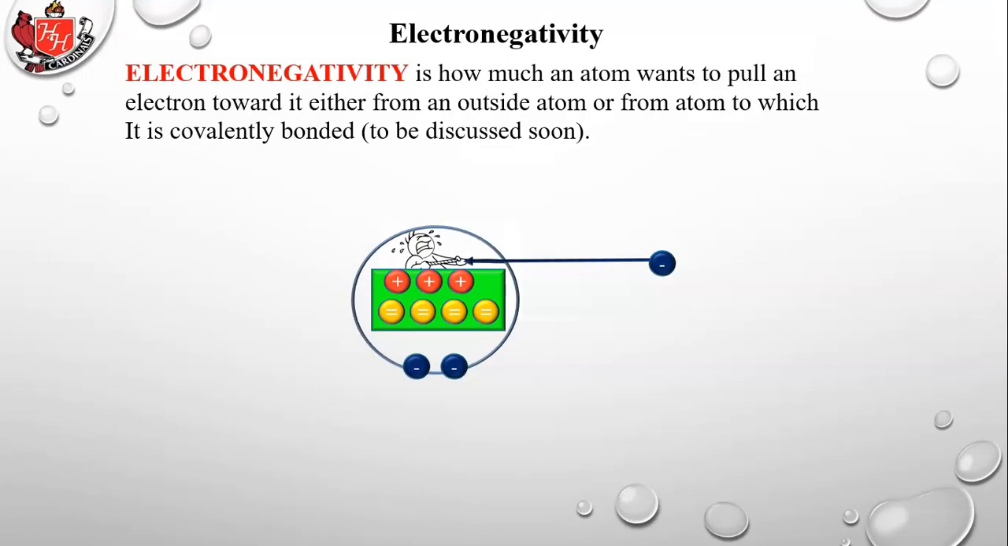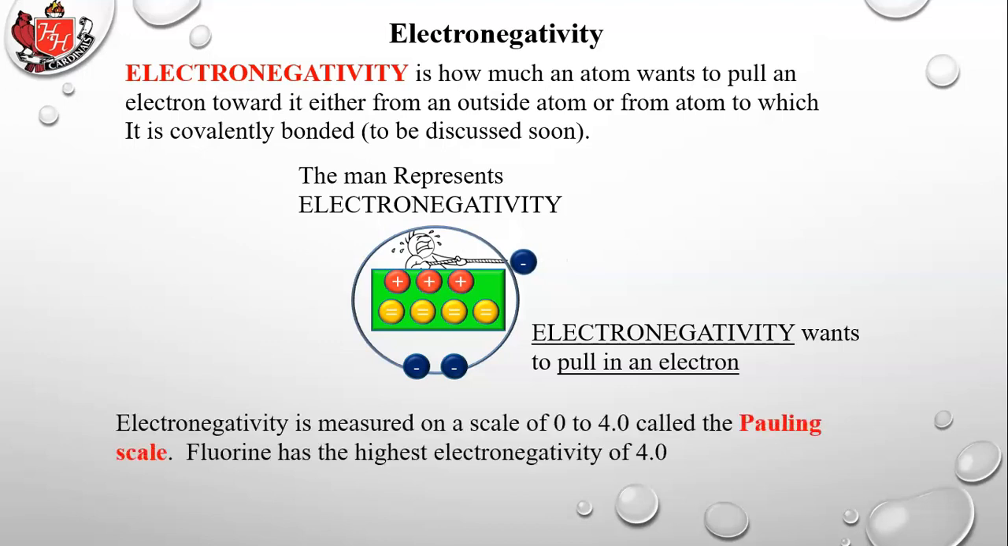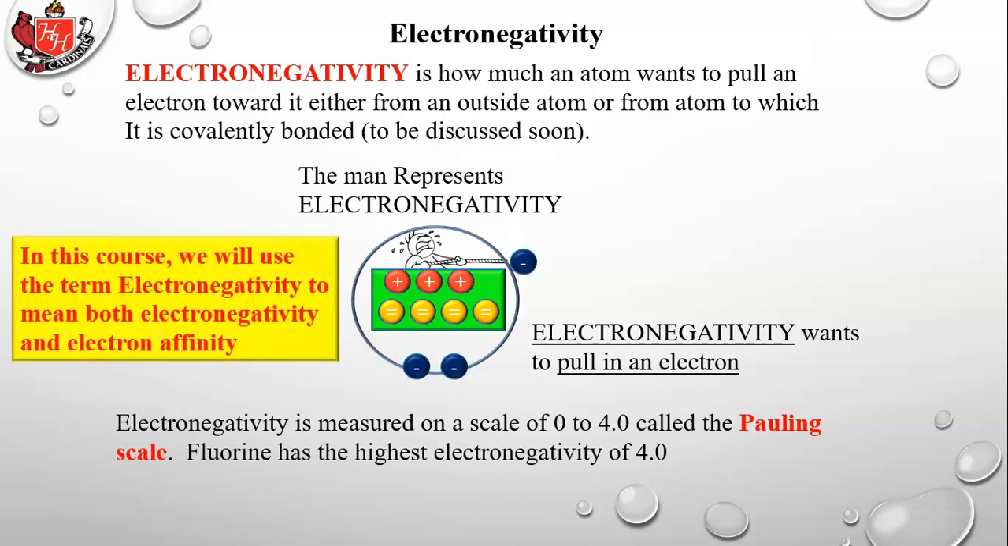So electronegativity is how much an atom wants to pull an electron toward it, either from an outside atom or from an atom to which it is covalently bonded. So we're going to use electronegativity for both of those situations. So the man represents electronegativity. Electronegativity wants to pull in an electron. There goes the electron into the atom. So electronegativity is measured on a scale of 0 to 4 called the Pauling scale. Fluorine has the highest electronegativity at 4.0. In this course, we will use the term electronegativity to mean both electronegativity and electron affinity.